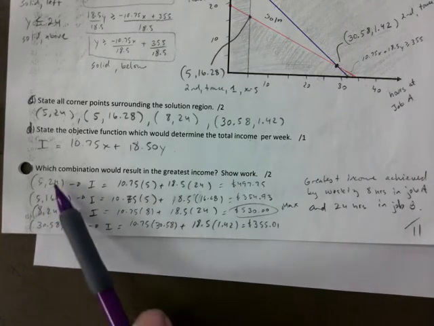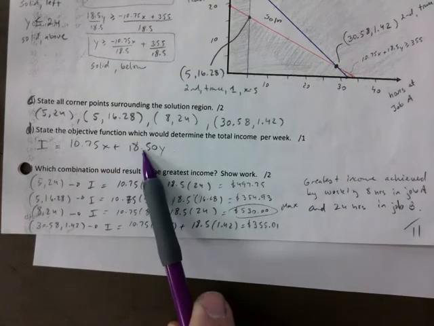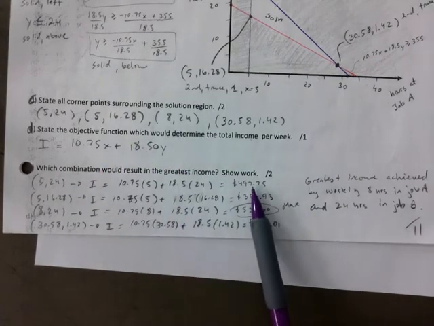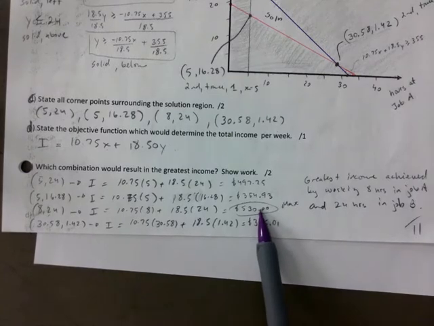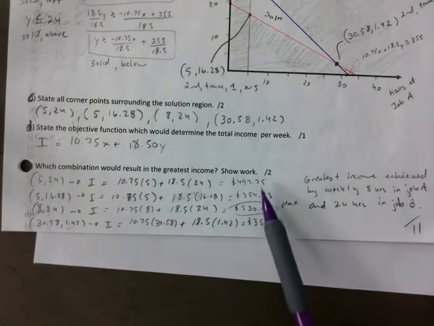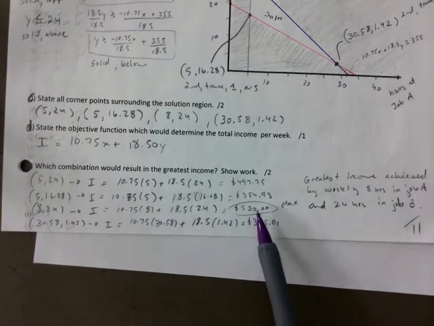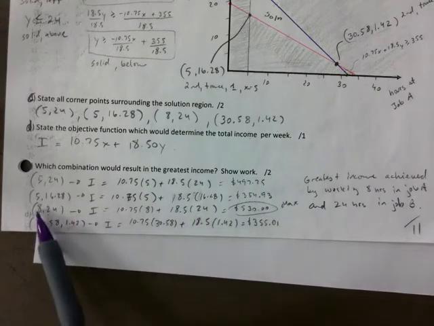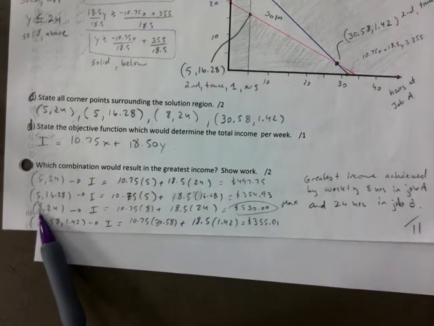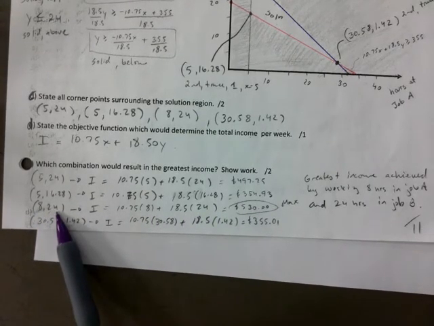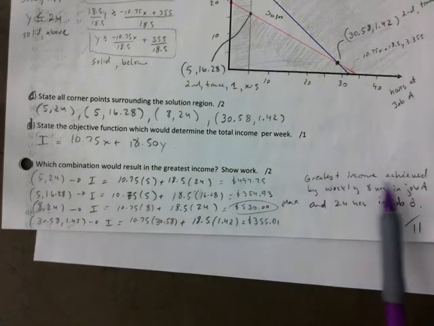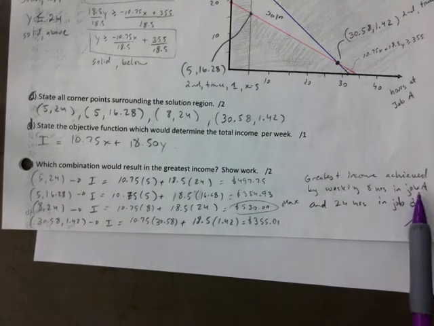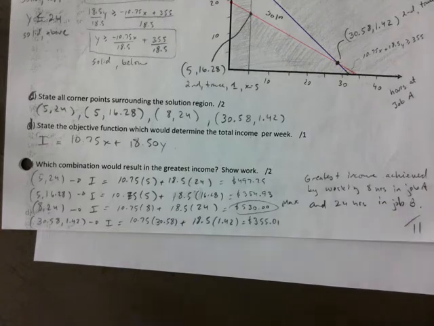All right, so I plug them all into this, and I get various results. And the one that gives me the greatest income is this option right here, which is 824, working 8 hours at the first one, 24 at the second one. And so the greatest income achieved would be working 8 hours at job A and 24 hours at job B. That's based on all these restrictions. Yes?